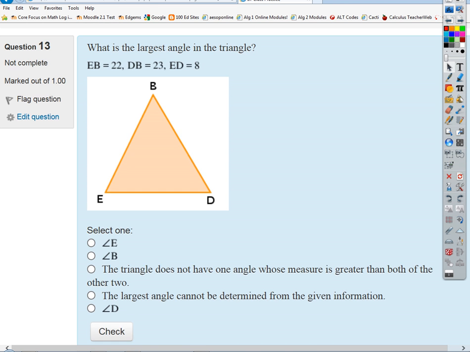Okay, what's the largest angle? They give us all three of these side lengths. This is a pretty easy one. They give you everything you need. 22, DB is 23, ED is 8. What's the biggest angle? E, because it's opposite the longest side.